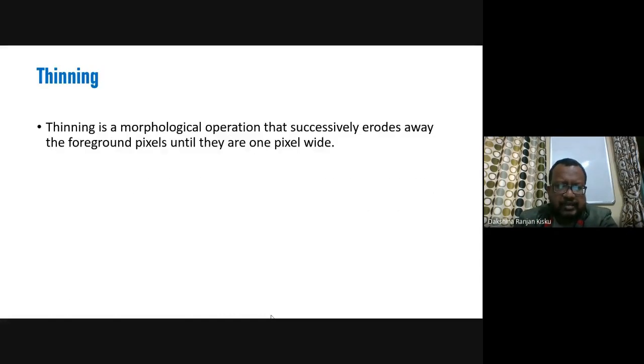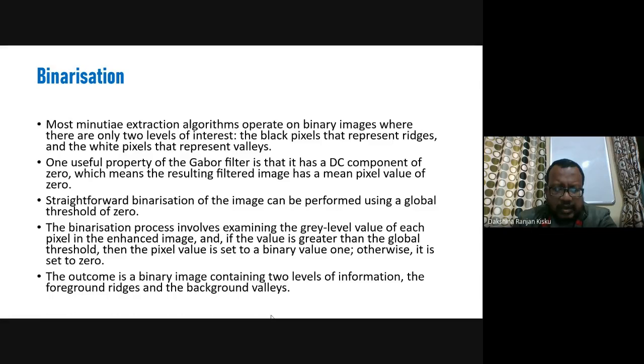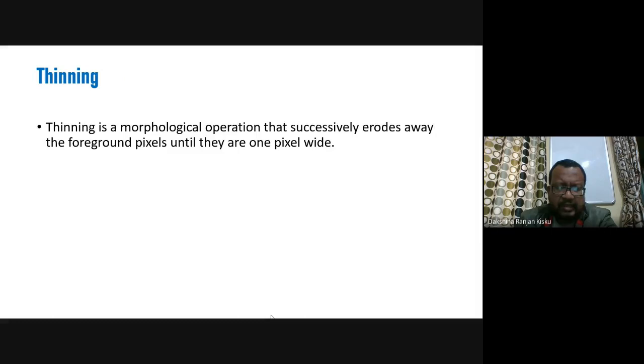So after binarization, we can have the thinning operation. In the binary image, the width of the ridges may contain more than one pixel. So we need to obtain single pixel oriented ridges. Single pixel oriented ridges means the width of the ridge will contain only one pixel. That is why we need to apply the thinning operation. And after applying the thinning operation, we obtain the skeleton image.